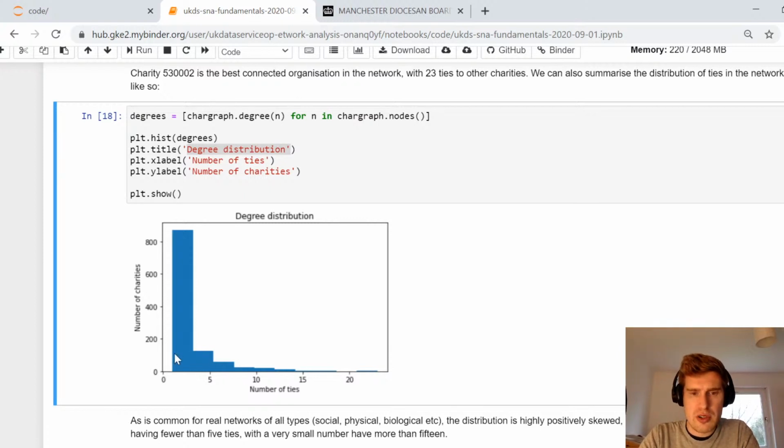But there's about 130 or 150 organizations that have between 4 and 5 connections. Then there's about 50 organizations that have between 6 and 7 connections, and so on. You get this long, thin tail. So there's a very, very small number of charities that we saw earlier. In fact, there's only 2 that have more than 20 connections in the network.